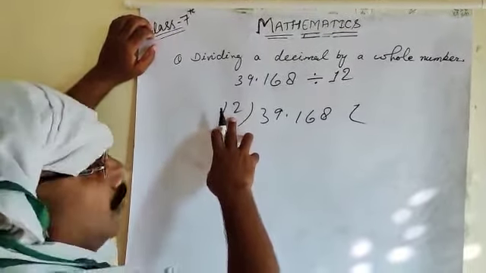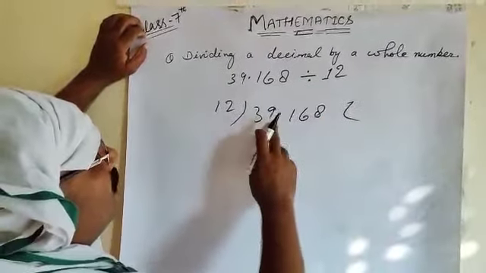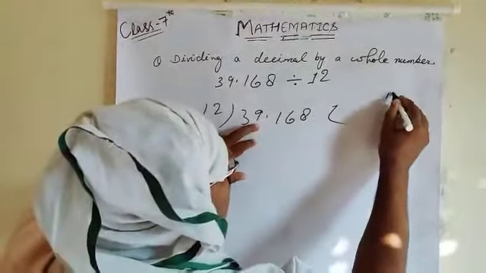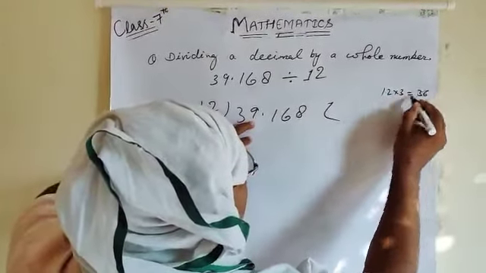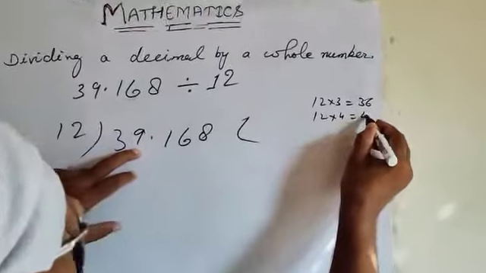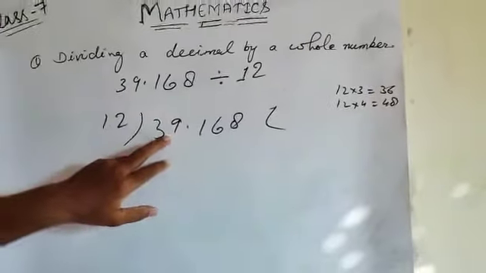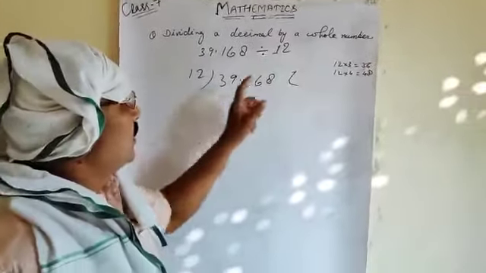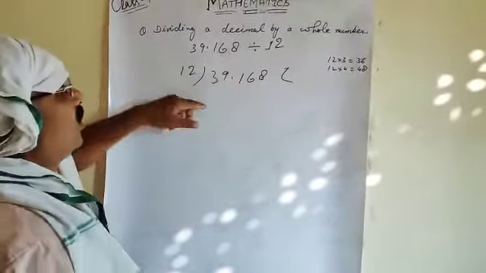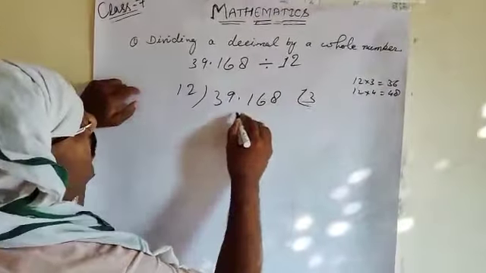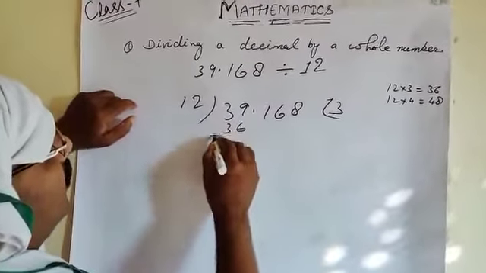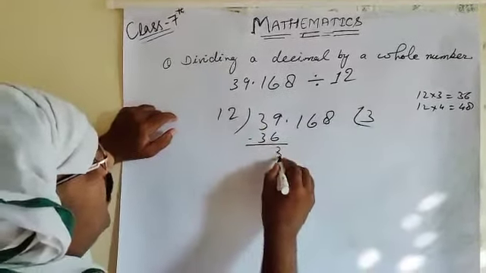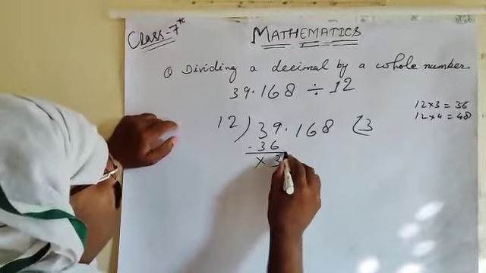So 12 3s are 36 and 12 4s are 48. 48 is greater than 39, but 36 is nearest to 39, so the quotient will be 3, that is 36. Now subtract it. 9 minus 6 is equal to 3, 3 minus 3 is equal to nothing.